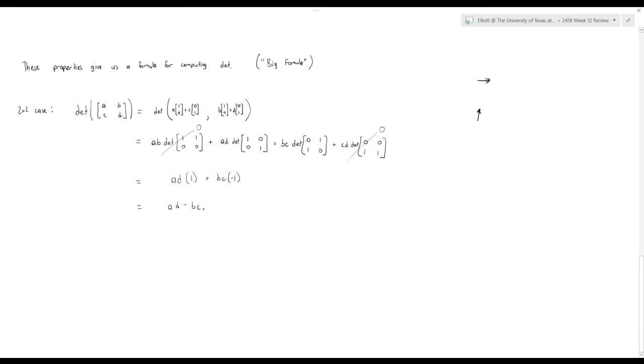Not really a multiplication. Here I put a comma maybe just to distinguish them a little bit more. This is representing the first column of the matrix. This is representing the second column of the matrix.